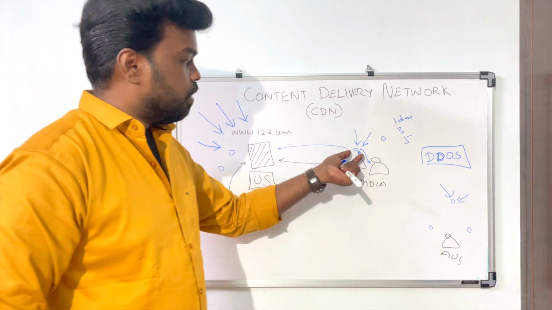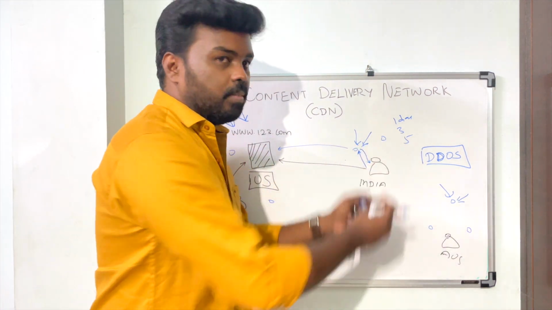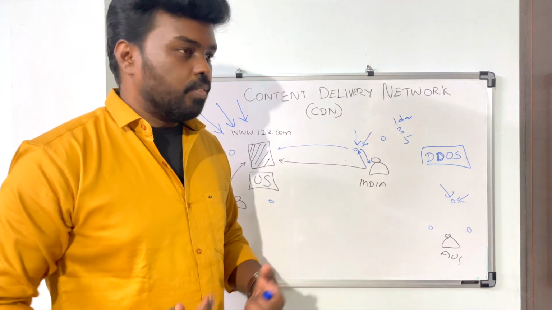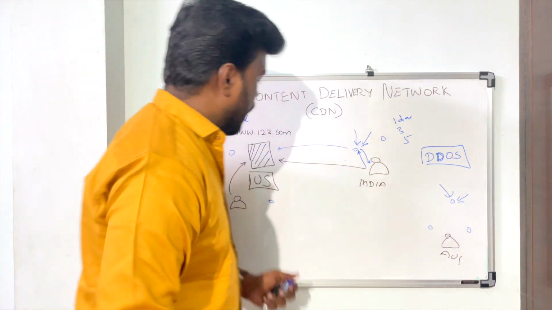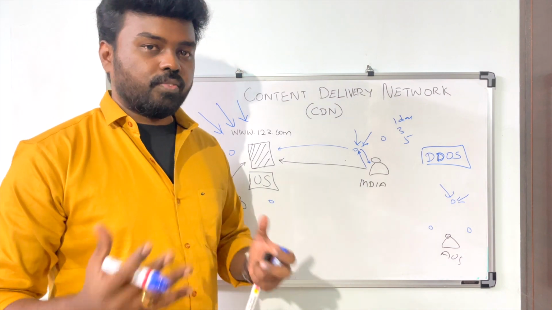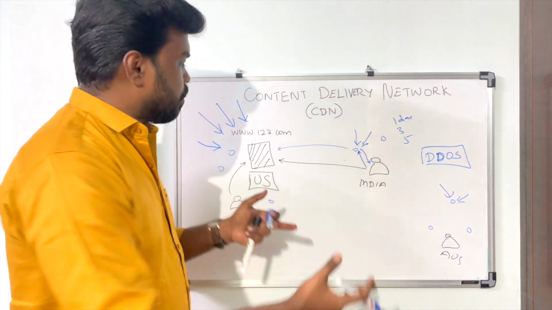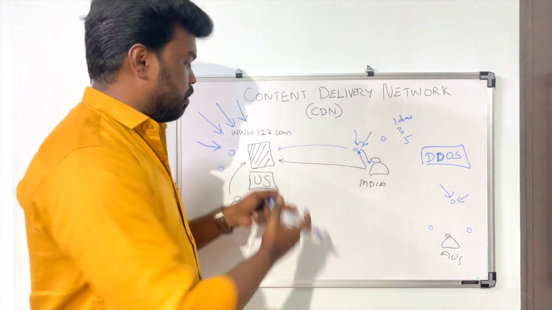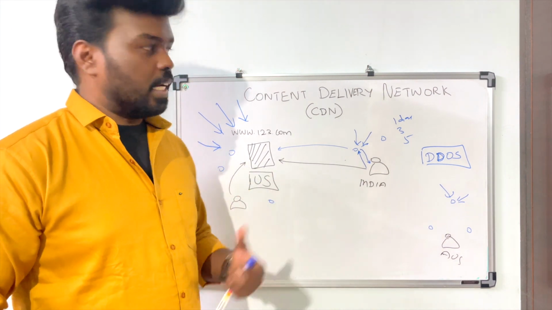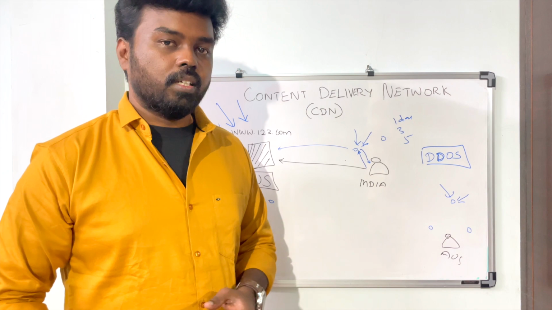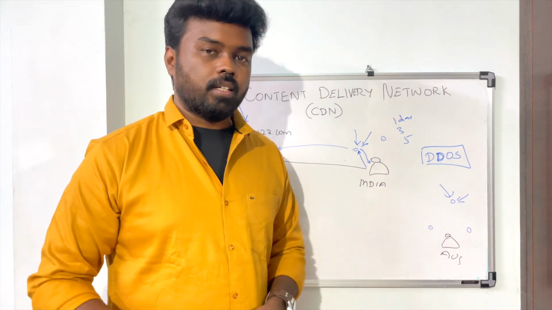The cached content will be served to the end users, even to the attackers. So all the attack will go only to the edge locations and your web server will be protected from the DDoS attack. None of the requests will reach your web server, so the resources will not be exhausted. Your web server is safe. So that's another advantage of the CDN. It protects you from DDoS attacks.